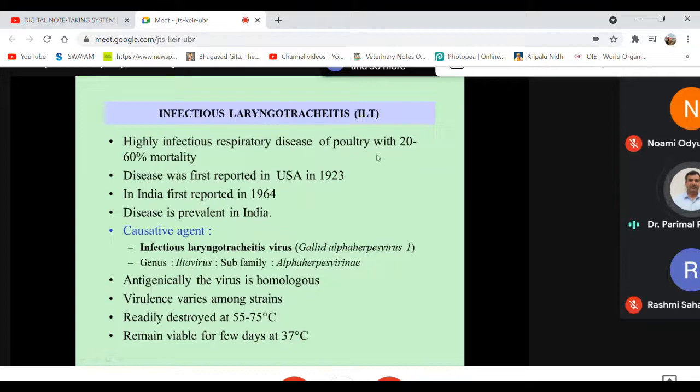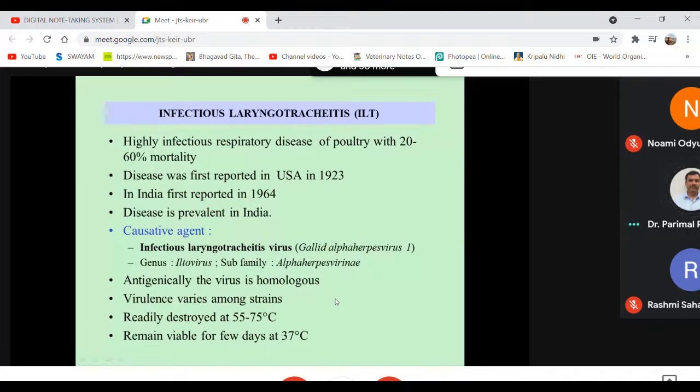It is a highly contagious acute viral infection that affects the respiratory tract. These are the conditions that we could see in infectious laryngotracheitis, and it is very much prevalent in India. The causative organism has recently been classified in the genus Iltovirus, under the subfamily Alphaherpesvirinae, and it is Gallid Alphaherpesvirus 1. So this is the causative organism of infectious laryngotracheitis. Only one kind of virus is circulating in the population.